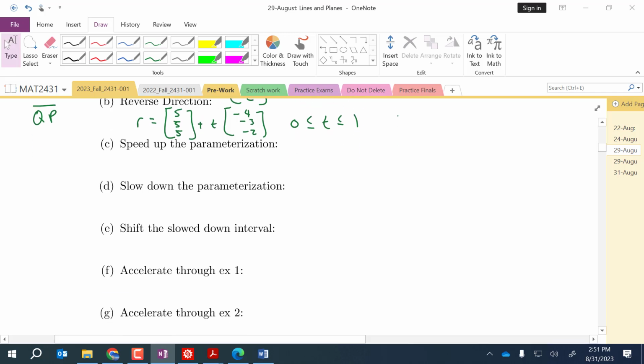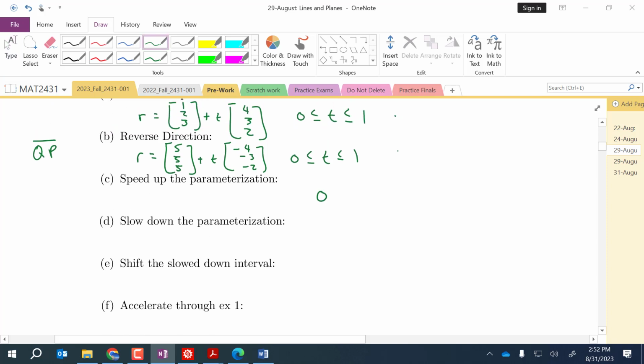Okay, so let's go ahead and just speed up the parameterization here. So how could we think about speeding up the parameterization? What we could do is maybe, let's go back to our original one here, and let's maybe go in half the time. So I'm going to use a different letter here so we don't get confused. I'm going to use the letter S, and we're going to do this parameterization in half the time.